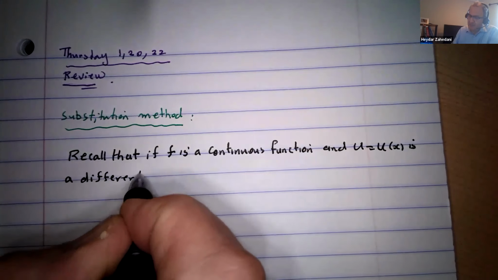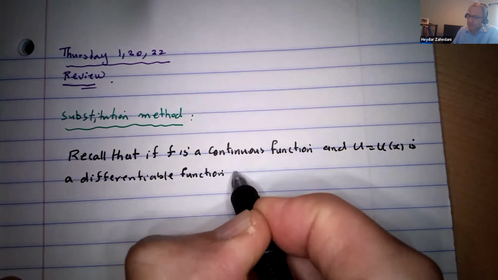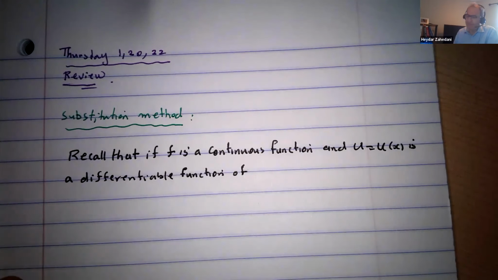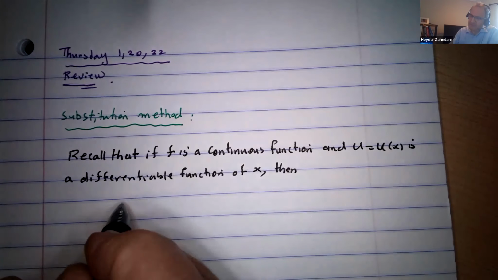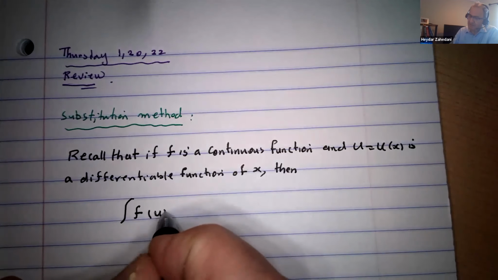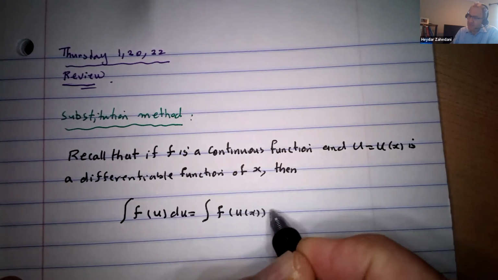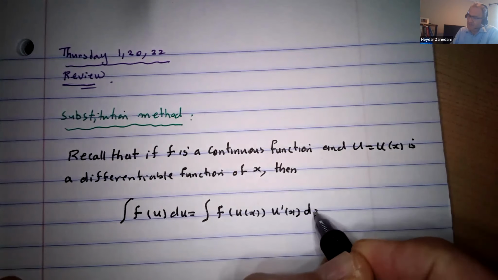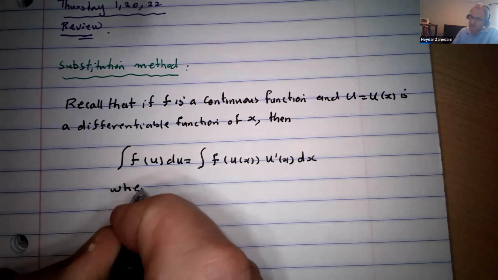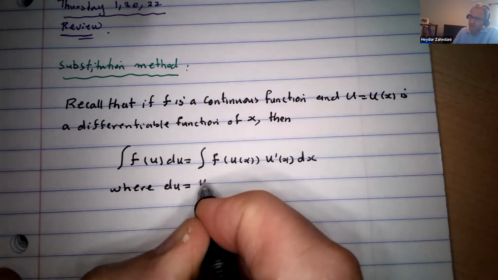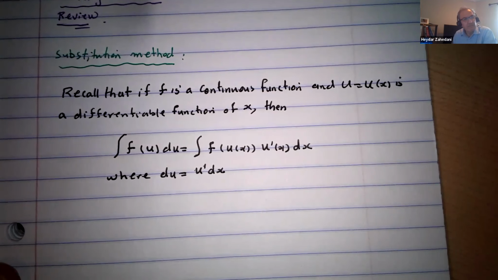Differentiable function means we can find the derivative. Then if you want to find the integral of f of u du, this is going to be the same as the integral of f of u of x times u prime of x times dx. That's a change of variables, where du, which is the differential of u, is simply u prime dx. So this is the method of substitution that we usually use.